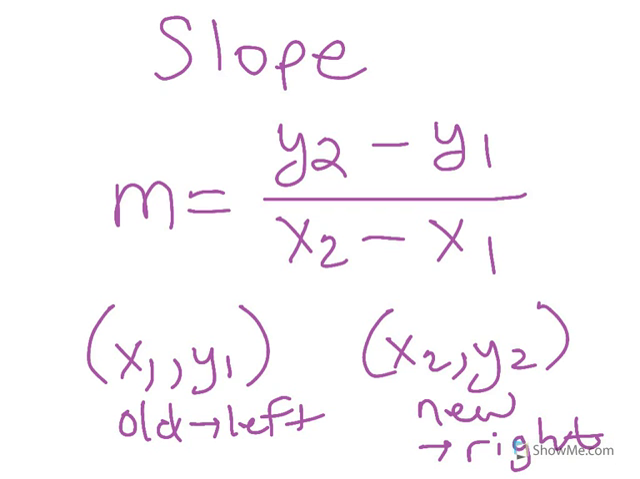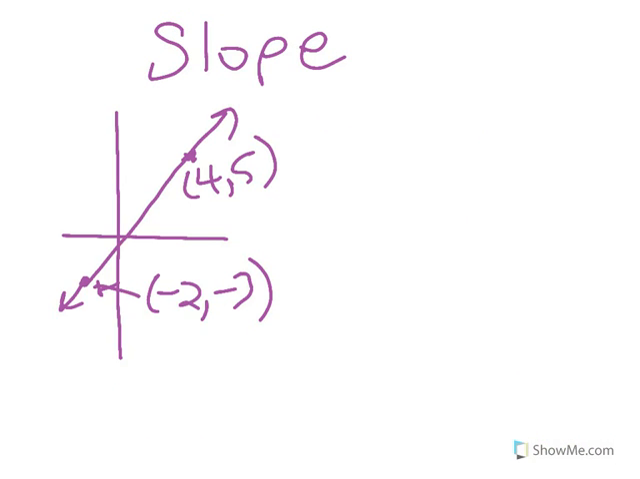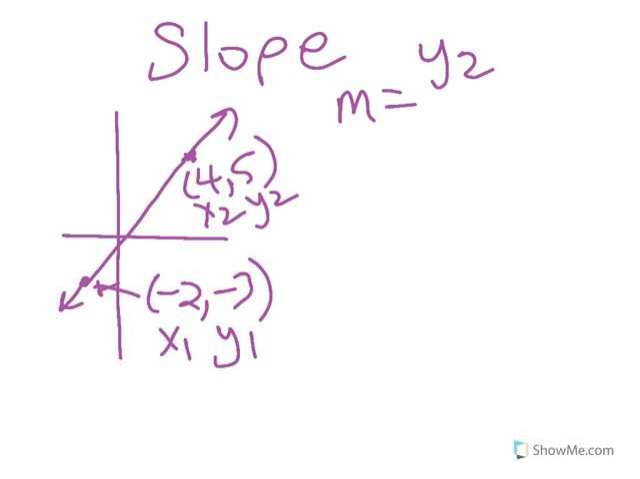So if we have a line through these 2 points, I would call -2, -3 my old point. That would make -2 x1 and -3 y1. 4 would be x2 and 5 would be y2. Remember the slope formula, m equals y2 minus y1 over x2 minus x1. I strongly recommend that until you have this very thoroughly memorized, you should repeat writing the formula over and over again until you've got it.